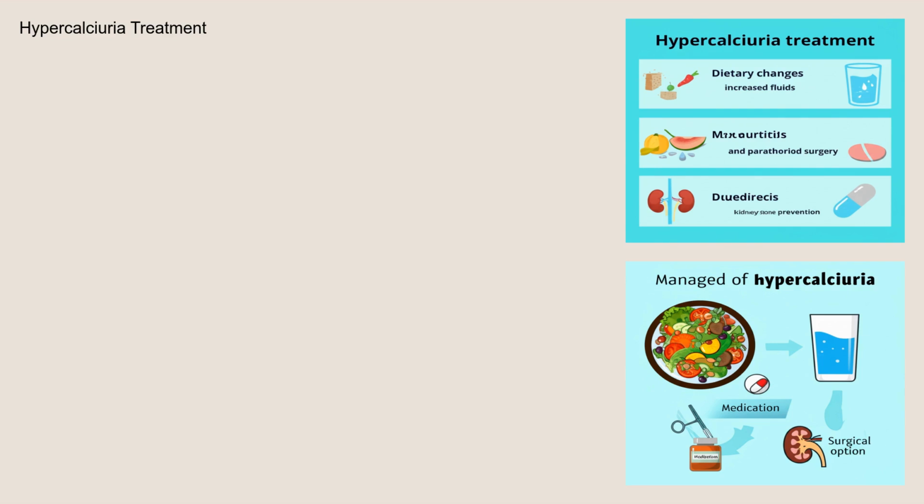Treatment for hypercalciuria aims to reduce calcium levels in the urine and prevent complications like kidney stones. Dietary modifications are often the first line of defense. This includes limiting sodium and animal protein intake, which can increase calcium excretion. Paradoxically, restricting calcium intake is generally not recommended, as it can lead to increased oxalate absorption, potentially worsening kidney stone formation. Adequate fluid intake is essential to dilute the urine and reduce the risk of stone formation.